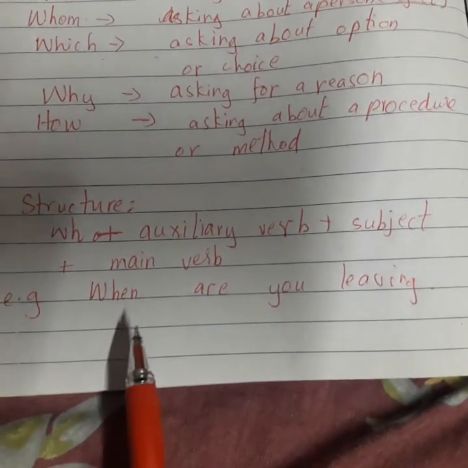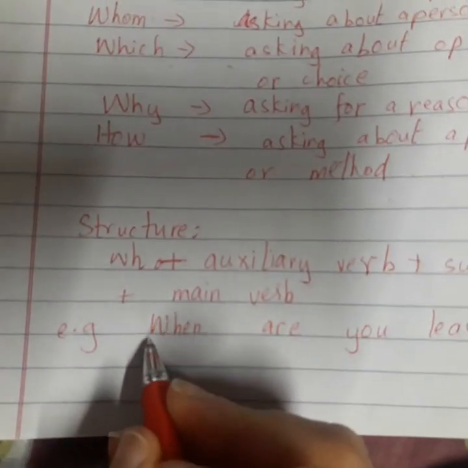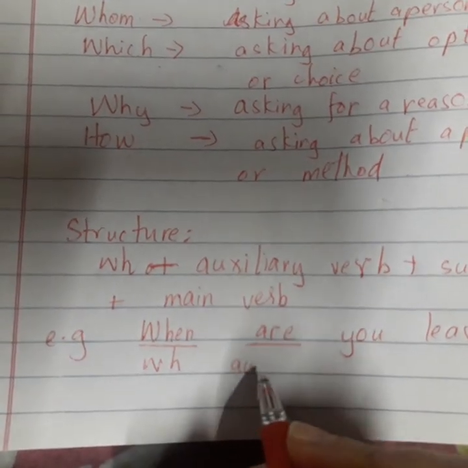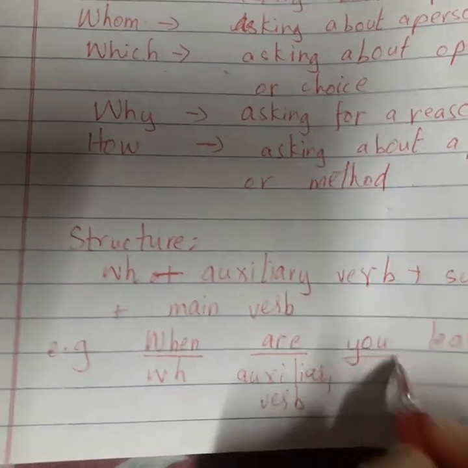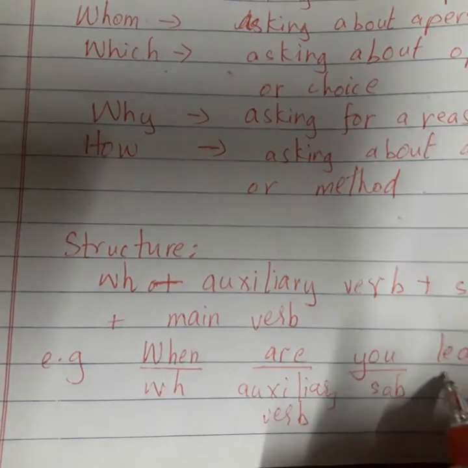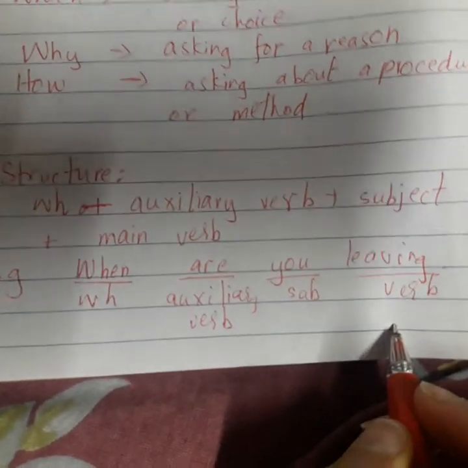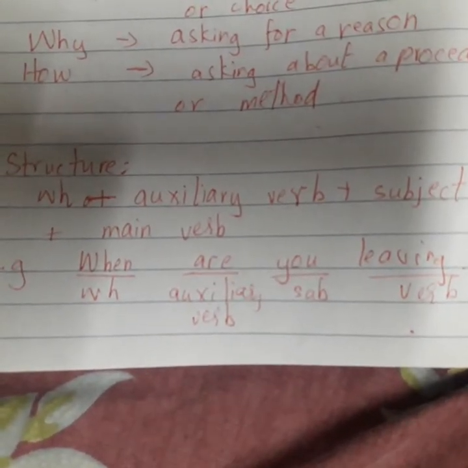Now let me explain this procedure with the help of an example. When are you leaving? In this, when is the WH word. Are is the auxiliary verb. You is the subject and leaving is the main verb. Now with the help of this example, you can understand the structure of the sentence. But can you guess what is wrong in this or what is missing in this question?